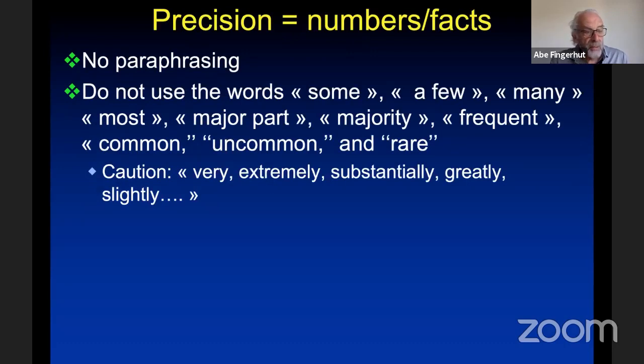Let's now go to the third pillar, precision. Precision is probably the easiest to understand because it just means using numbers, facts. No paraphrasing. For instance, the word some. Is it 1, 2, 5, 10, a few? What does it correspond to? Most? Is most 50%? 80%? We don't know. It's ambiguous. So rather than saying a few, say 3 or 4. Rather than saying most, say 60%. Something that is rare, give the percentage, 5%.